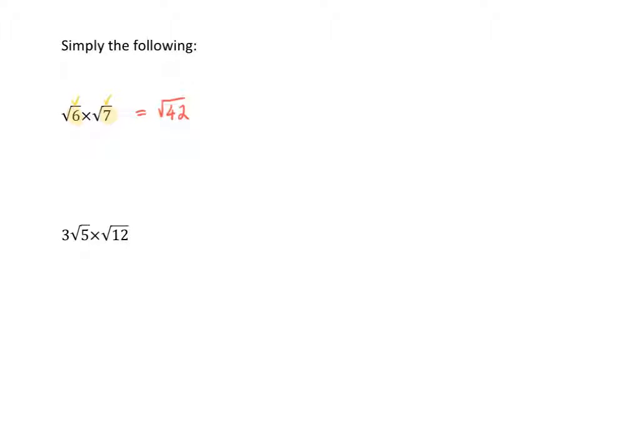My second example that I want to simplify is 3 times the square root of 5 times the square root of 12. Now, before I continue, the first step I need to do is make sure that each of my surds is in its simplest form. The square root of 5 is in its simplest form, but the square root of 12 is not. The square root of 12 can be simplified using the factors 4 times 3, because 4 is a perfect square. So it's going to equal the square root of 4 times 3, which equals the square root of 4 times the square root of 3, which equals 2 times the square root of 3.